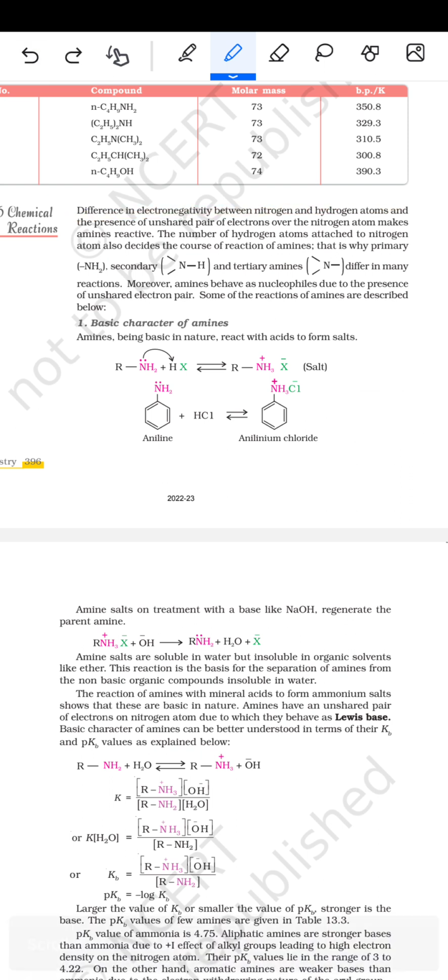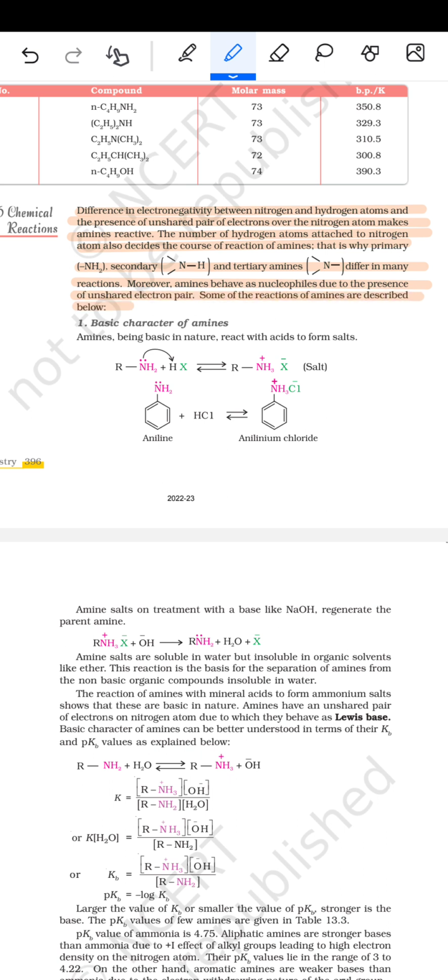The difference in the electronegativity between the nitrogen and the hydrogen atoms and the presence of the unshared pair of electrons over the nitrogen atom make the amines reactive. The number of hydrogen atoms attached to the nitrogen atom also decides the course of the reaction of the amines. That is why primary NH2, secondary NH and tertiary amines differ in many reactions. Moreover, amines behave as a nucleophile due to the presence of the unshared electron pair. Some of the reactions of the amines are described below.